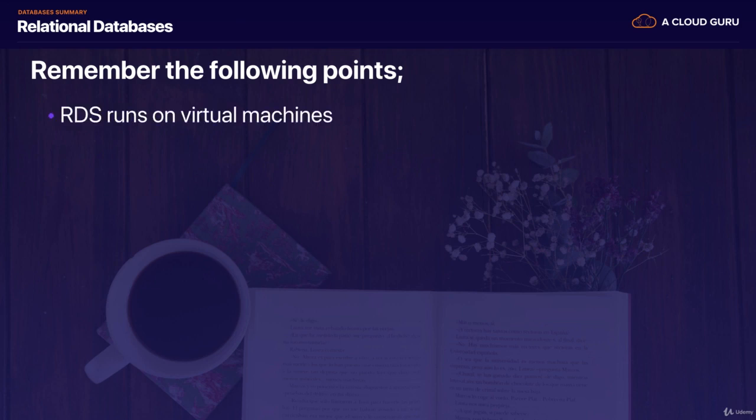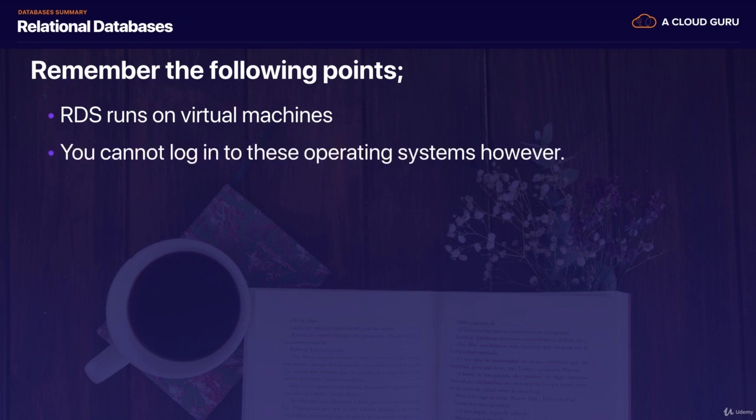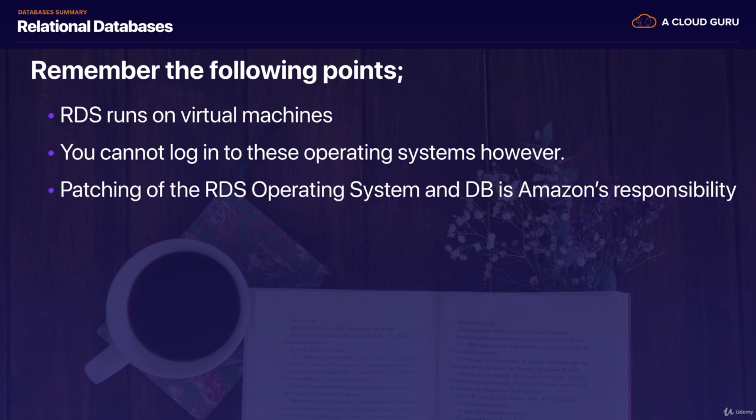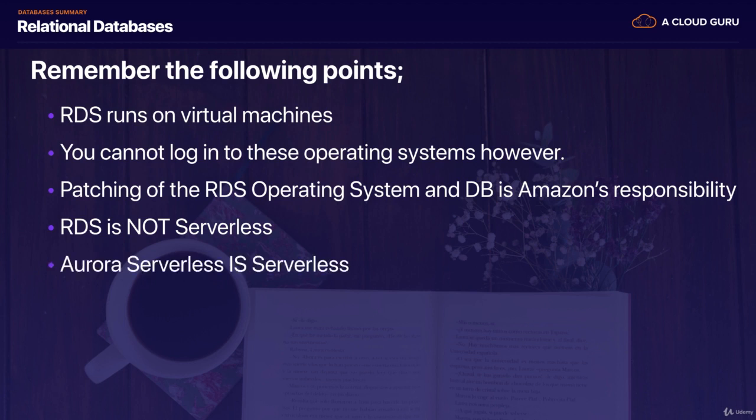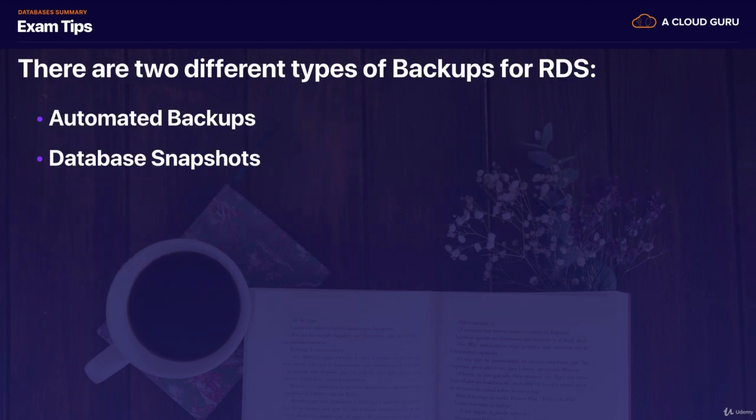In terms of relational databases, just remember the following points. RDS runs on virtual machines and you cannot SSH into these operating systems. You cannot log in, so you can't RDP using Windows and you can't SSH to your Linux operating systems. And that is a really important point to remember for your exams. Patching of the RDS operating system and database itself is always going to be Amazon's responsibility because you do not get operating system level access. Remember that RDS is not serverless. However, there's an exception to the rule. There's Aurora serverless, and that is serverless. So almost everything in RDS is not serverless, with the exception of Aurora serverless.